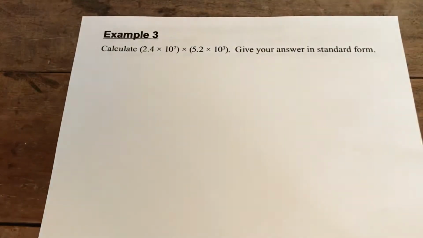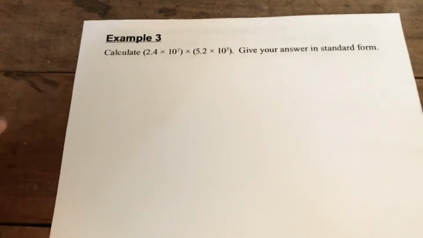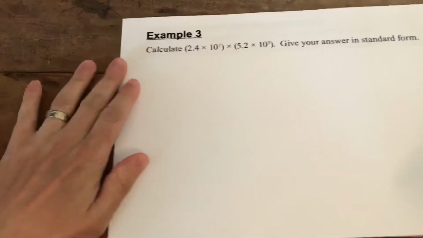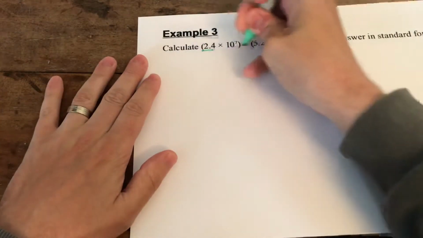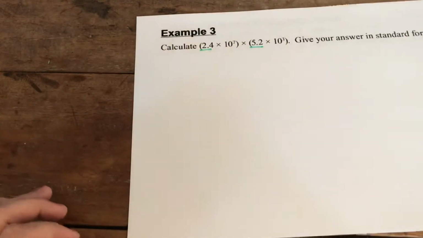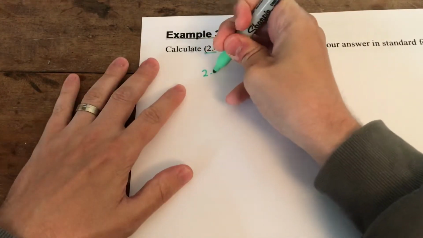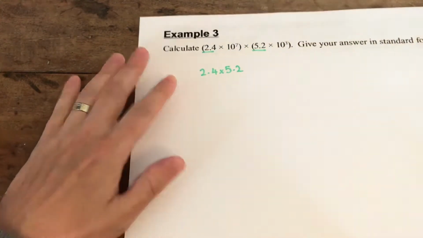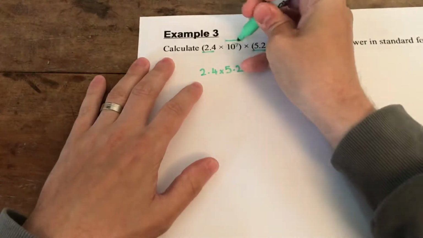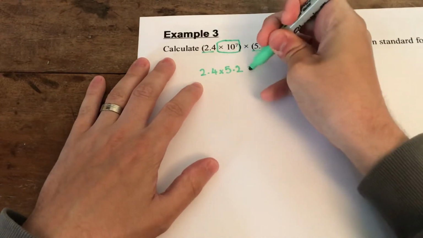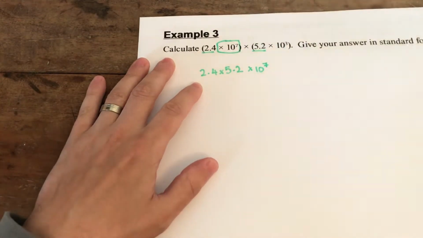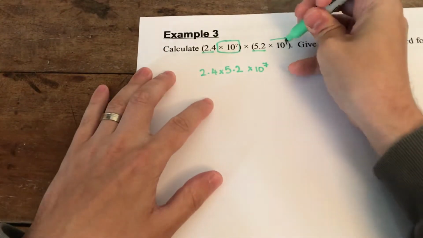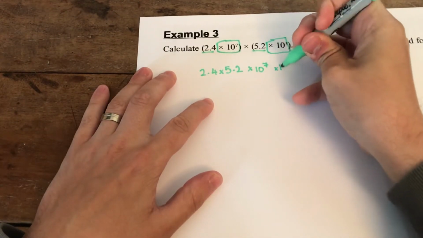So as I said, what we're going to do today is multiply two numbers when they are written in standard form, and we're going to give our final answer in standard form notation as well. What we do is we take our first numbers in standard form and we rewrite these so that they are next to each other. What we then do is we take our end parts of our standard form and we rewrite those so that they are next to each other.